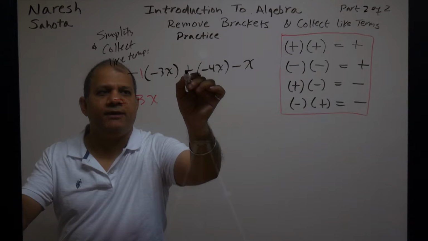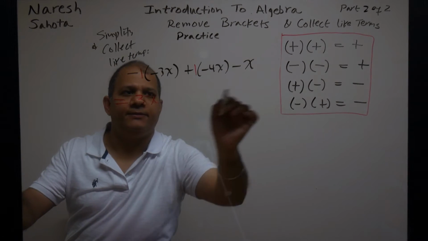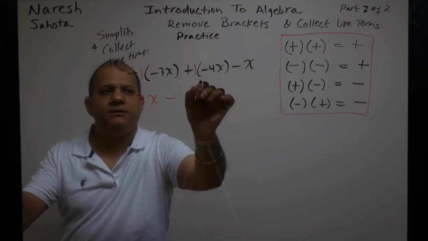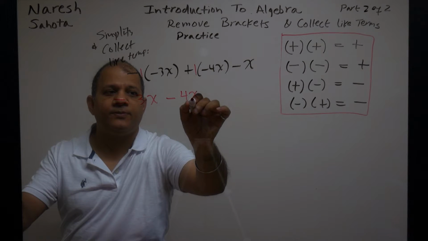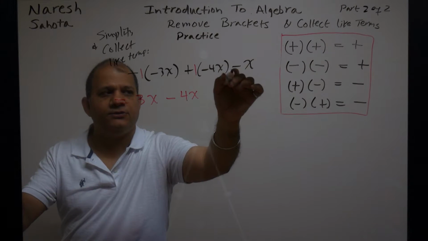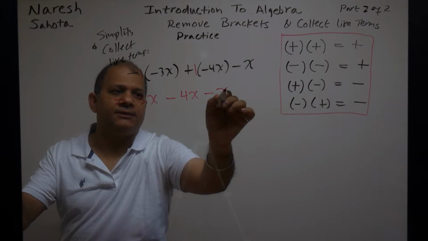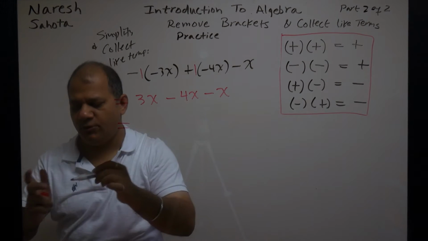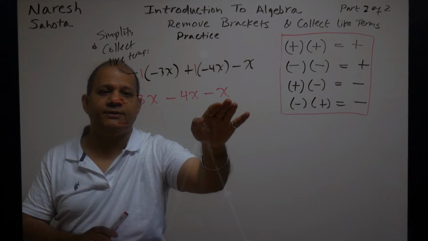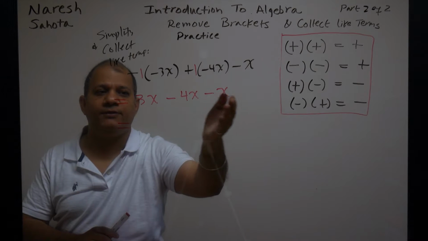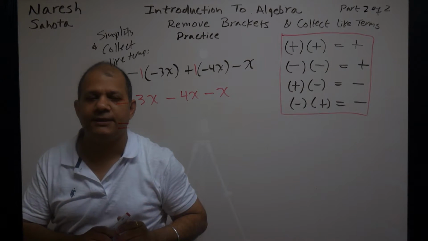Next, so we have positive. Positive times negative is negative. 1 times anything is anything. So 1 times 4x is 4x. And this is minus x. There's nothing to remove. We can simply copy this, minus x. And now you see how we've gone from a somewhat complex expression to a very simple expression. Now this is no different than saying 3 apples, take away 4 apples, and then take away another apple, right?